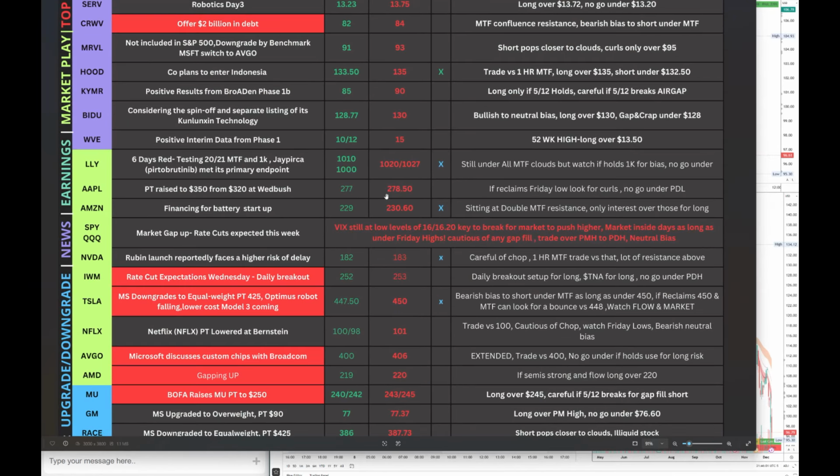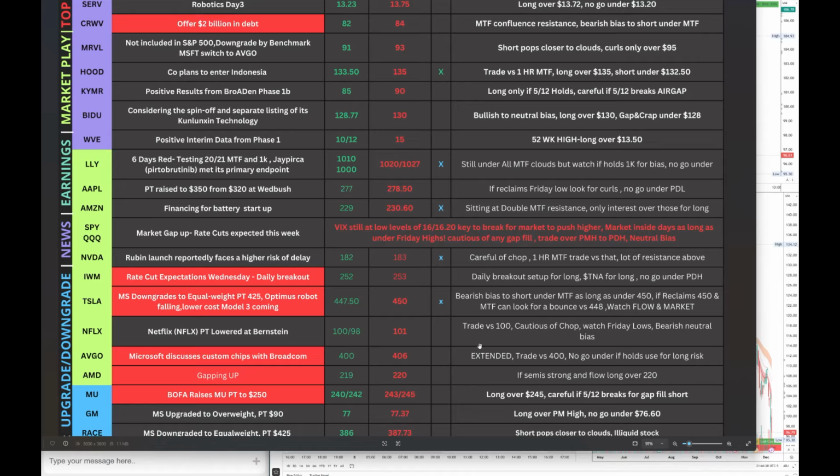Why Netflix? Netflix is a day 2 setup. Whenever a stock has earnings or big news on day 1, you always focus on the day 2s, right? Netflix had big news on Friday. We saw the move, and this morning it was our day 2 setup. Not only was it our day 2 setup, but the price target was also lowered by Bernstein, so it had news. Support was 98 and the resistance was 101.